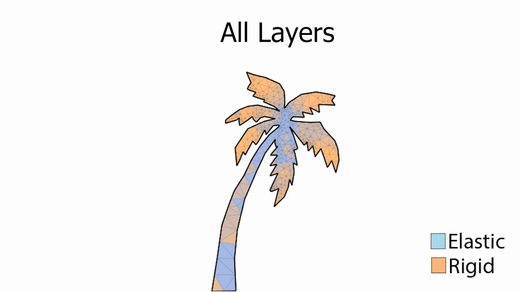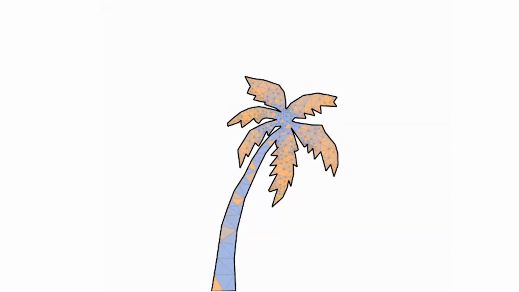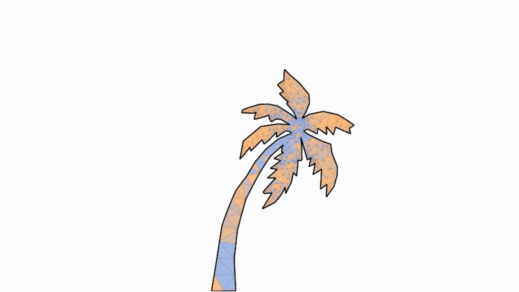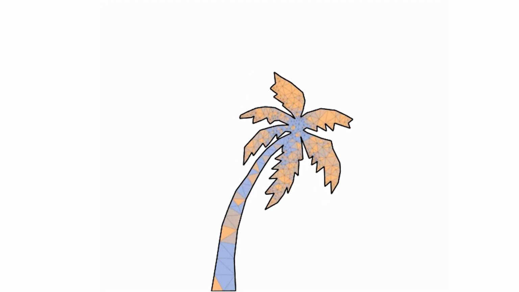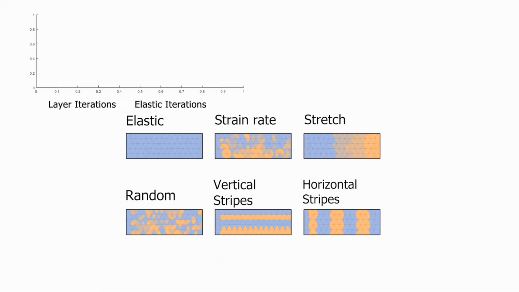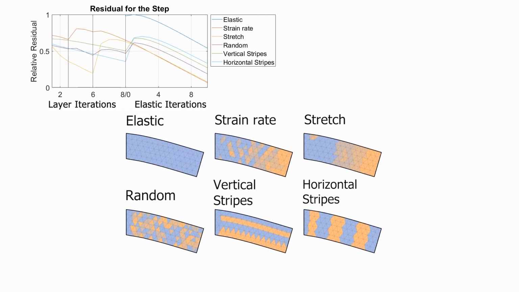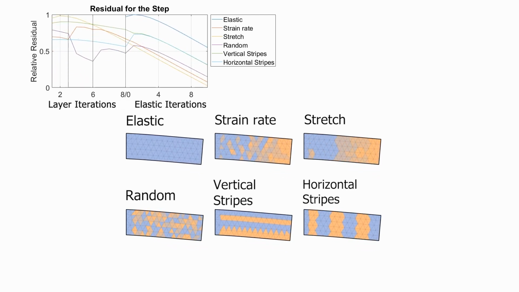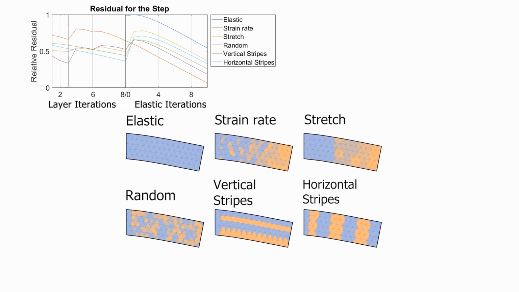See how the different layers use different shades of orange and change dynamically during the simulation based on strain rate. The choice of pattern is crucial. We compare random patterns, stripes, strain, and stretch-based patterns.